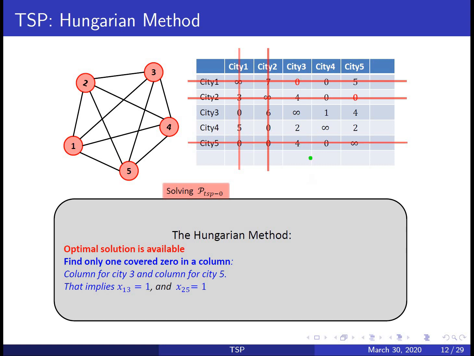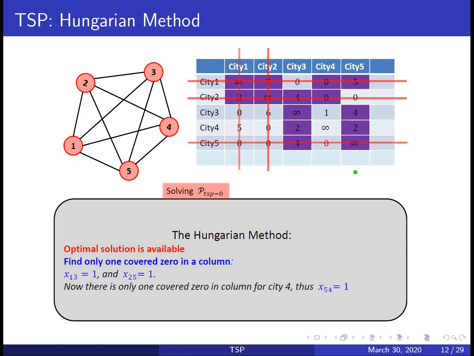Now how to identify the solution? Well, you try to find those columns which contain only one zero. For example, here you have the columns corresponding to city 3 and city 5 with only one zero. So that means you are going to go from city 1 to city 3 and from city 2 to city 5. So you are going to eliminate those rows and those columns. From the remaining rows and columns, you try to identify the column with only one zero. And here it is for city number 4. It means you go from city number 5 to city number 4.